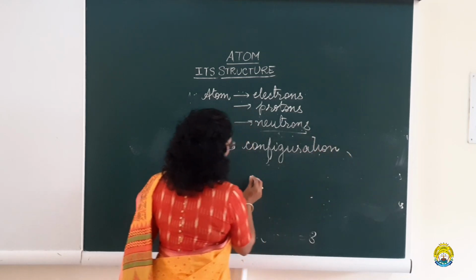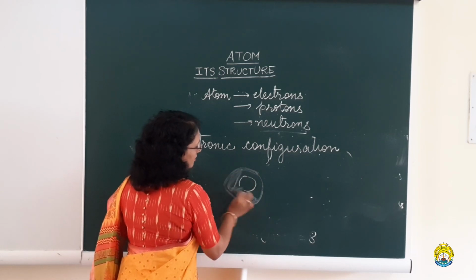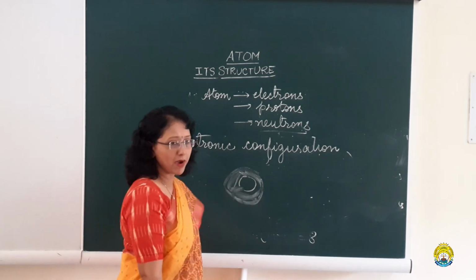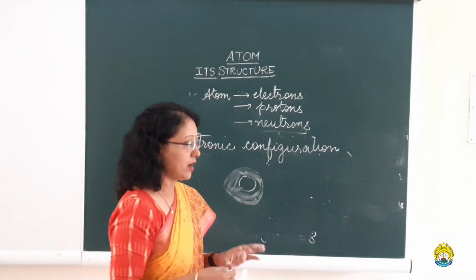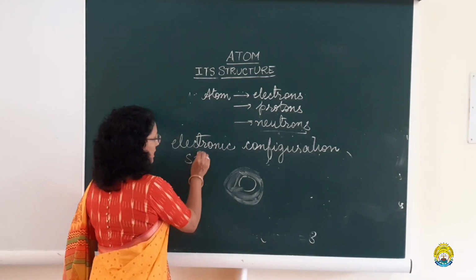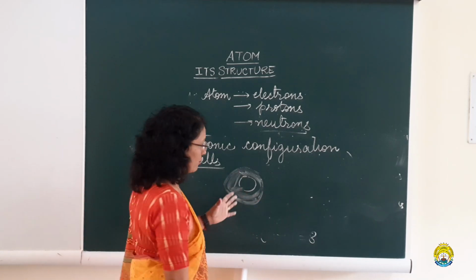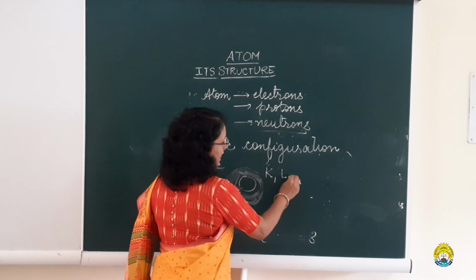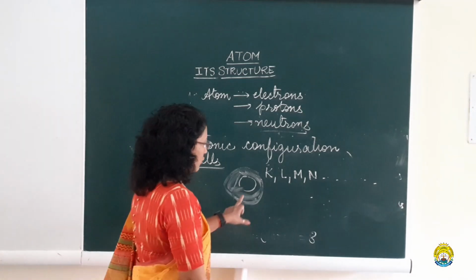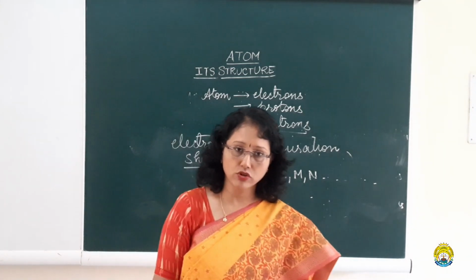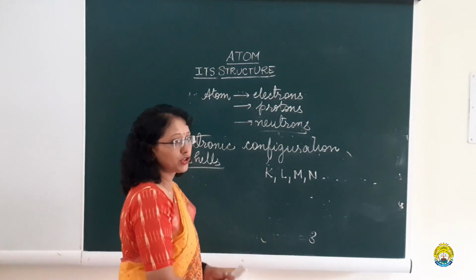Electronic configuration. As we know, this is the nucleus of an atom and outside the nucleus are the orbits, the imaginary path. Here, to understand the imaginary path, we are learning it on the basis of shells. The orbits can also be called the shells, the energy levels. So we have K, L, M, N and so on as the shells that are present. Nucleus is the central part of an atom, and outside the nucleus are the shells.